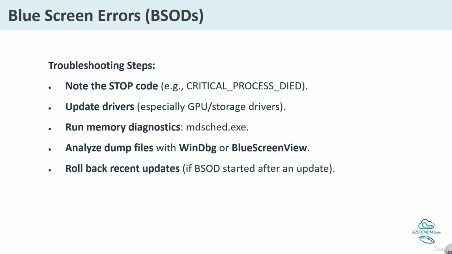Now, number 5, roll back recent updates. This is very important. If the BSOD started after a Windows update, which sometimes happens, the update might be the culprit. So, go to Settings, Update and Security, View update history, then finally uninstall the updates. Remove recent updates one by one to see if it fixes the issue. Microsoft sometimes releases buggy updates that can cause system conflicts.